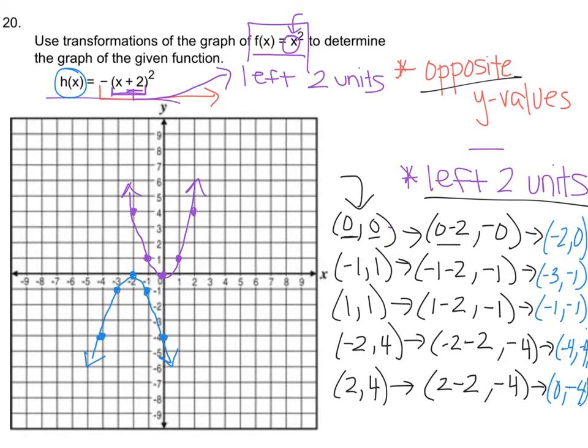As you can see, each point was reflected, so the parabola flipped over across the x-axis, and then they each moved 2 places to the left. And that blue graph is my final answer.